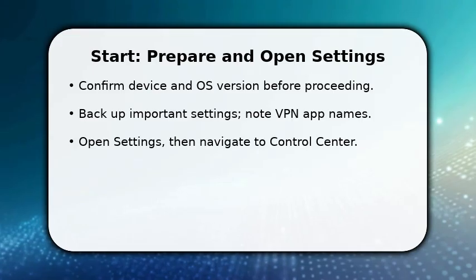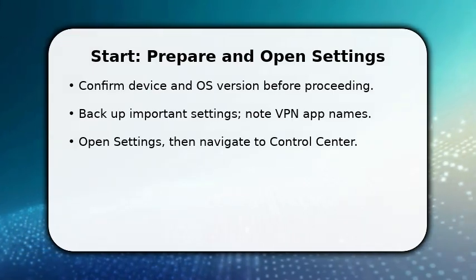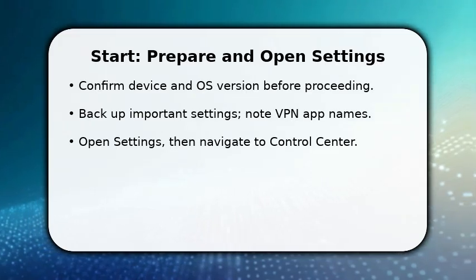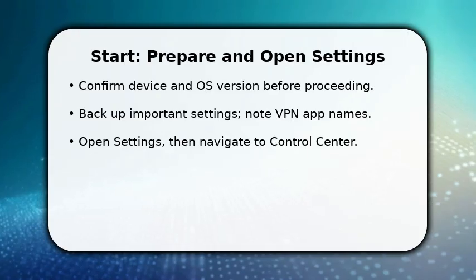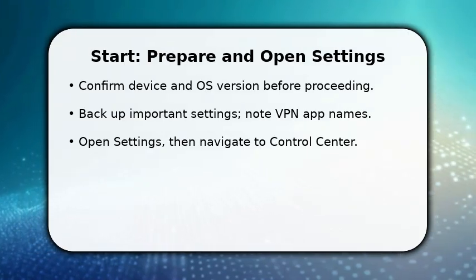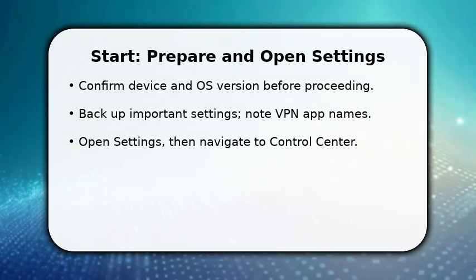You begin by verifying the device model and OS version so the menu labels match. Once confirmed, back up any critical settings and note the VPN app name. Now open Settings and go straight to Control Center to start editing controls. You want to act quickly and precisely.